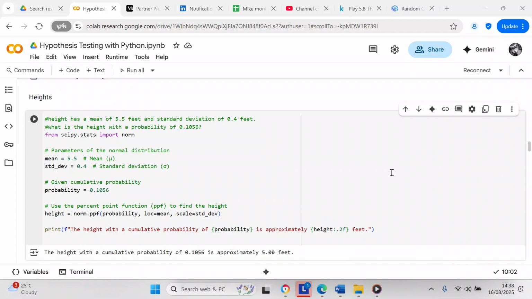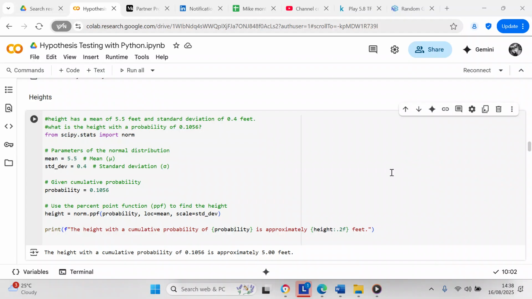The first thing we're going to do is import a library. From scipy.stats, we're going to import norm. So scipy is a scientific library in Python, stats is a statistical module within scipy, and norm is a function within the statistical module. Then we're going to define some parameters of the normal distribution. So the mean is 5.5 feet, and the standard deviation is 0.4 feet.